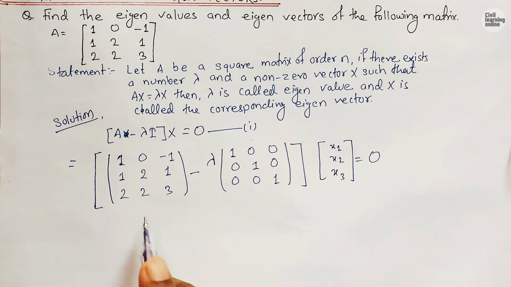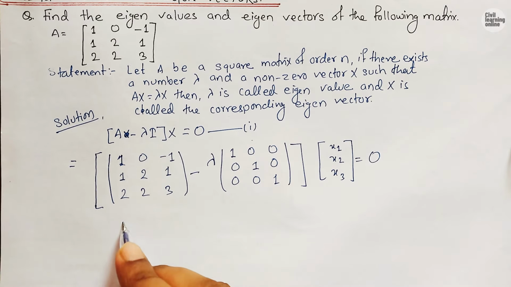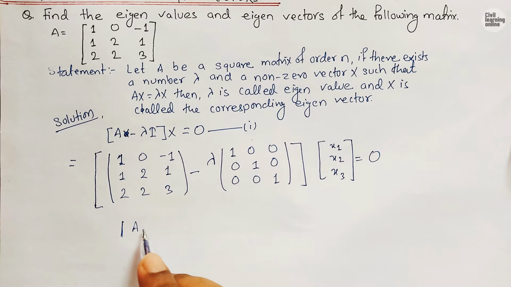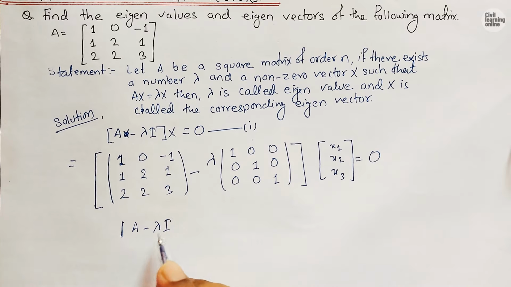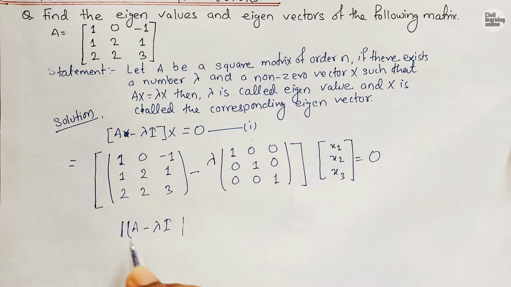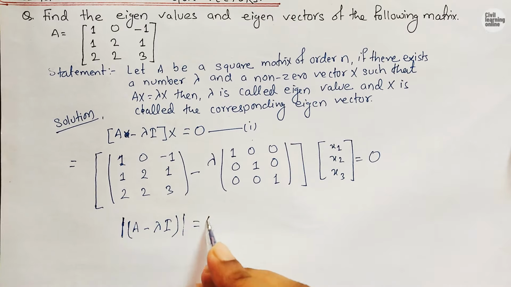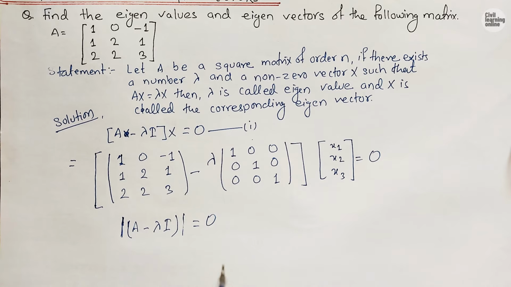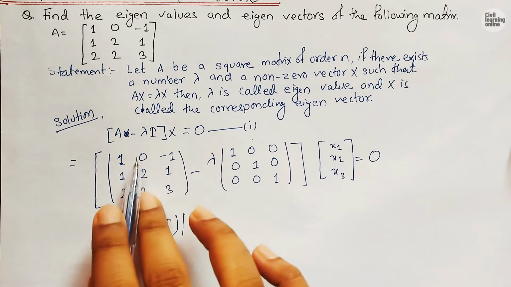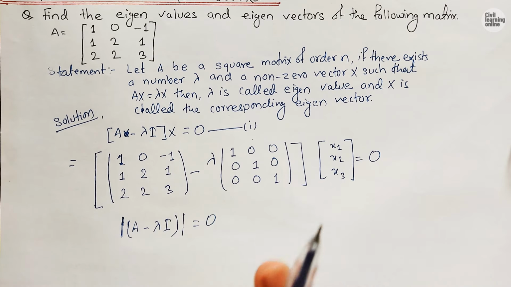Now we have to find the determinant of A minus lambda I. I hope you are getting it. We will find the determinant of A minus lambda I. This is the characteristic equation, or we can say that determinant of A minus lambda I equals 0 is the characteristic equation of the given matrix A in the context of eigenvalue and eigenvector types of problems.